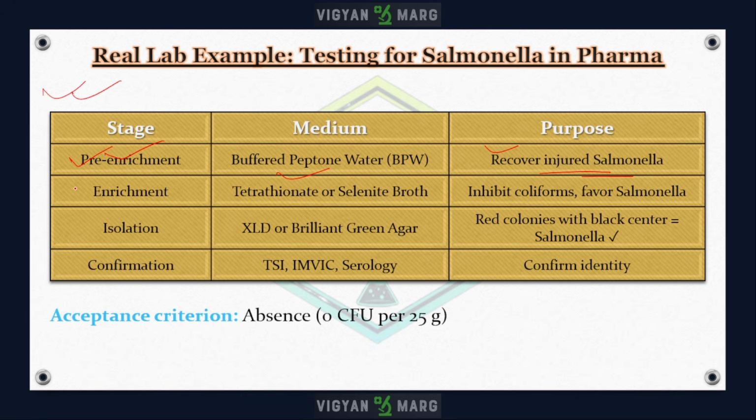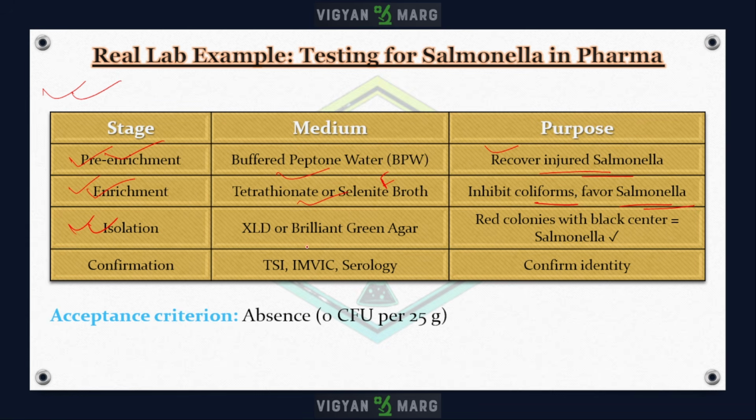Now next stage is the enrichment stage. In the enrichment stage, tetrathionate or selenite broth, mainly selenite A broth, is used. These broths contain inhibitors that suppress the competing coliforms while allowing the Salmonella to grow or proliferate, you can say. And another is the isolation step.